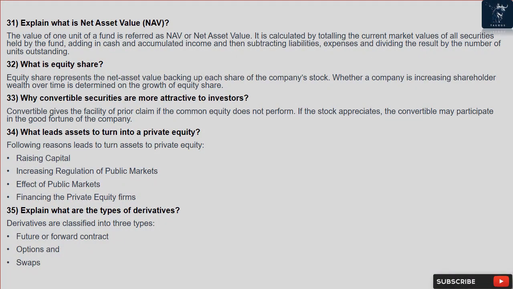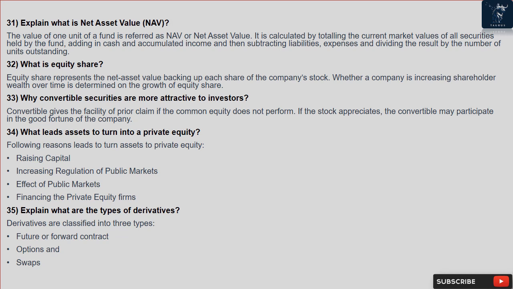31. Explain what is net asset value, NAV. The value of one unit of a fund is referred to as NAV or net asset value. It is calculated by totaling the current market values of all securities held by the fund, adding in cash and accumulated income, then subtracting liabilities and expenses, and dividing the result by the number of units outstanding. 32. What is equity share? Equity share represents the net asset value backing up each share of the company's stock. Whether a company is increasing shareholder wealth over time is determined by the growth of equity share.